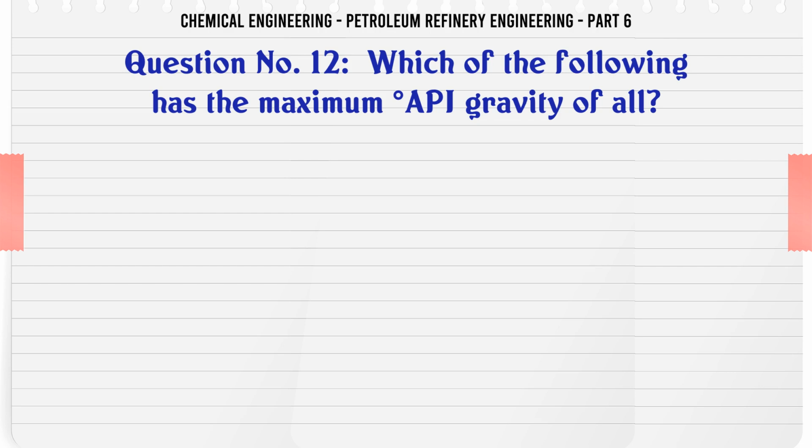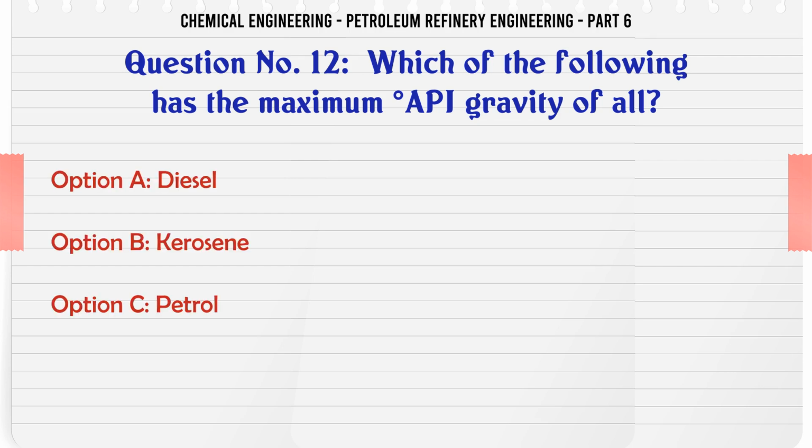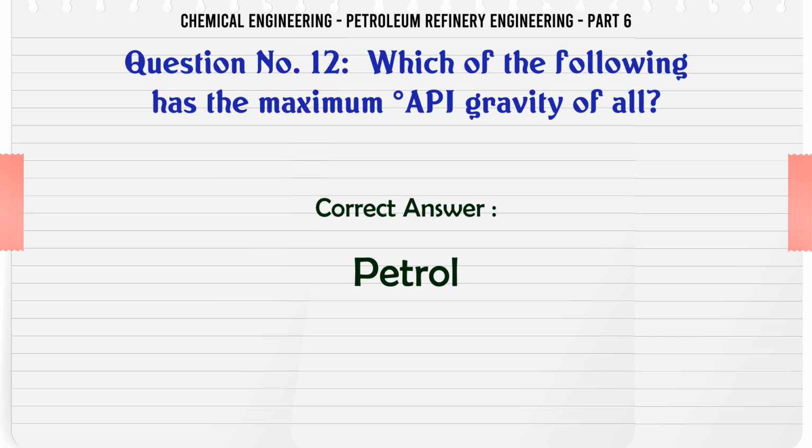Which of the following has the maximum API gravity of all? A. Diesel. B. Kerosene. C. Petrol. D. Furnace oil. The correct answer is petrol.